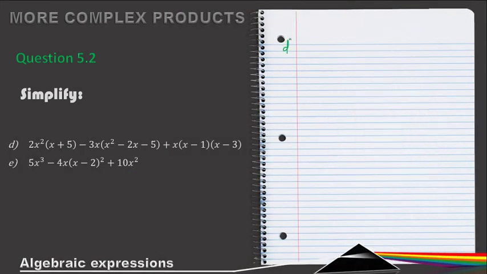Then for D, so first thing we're going to multiply these out. And we can also actually multiply these out. But here we first have to simplify that. So this is going to give me 2x to the power 3 plus 10x squared. Then multiplying that out is negative 3x to the power 3 plus 6x squared. And then plus 15x.